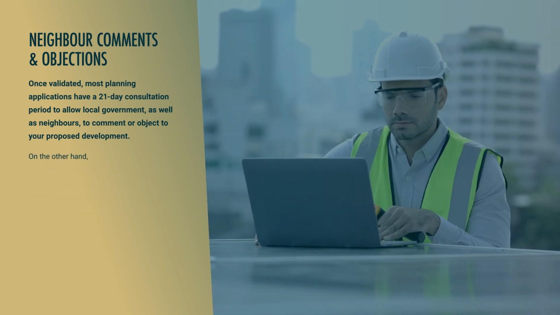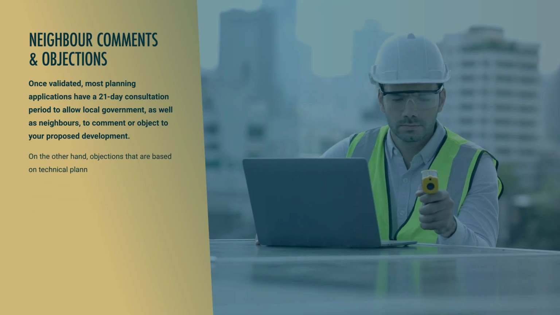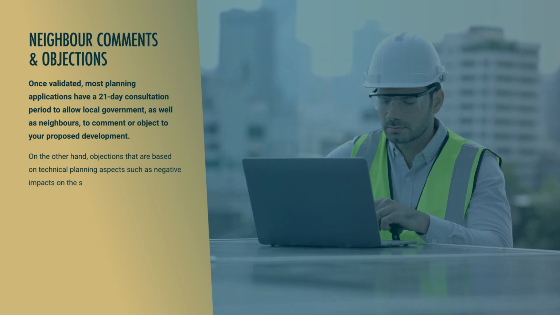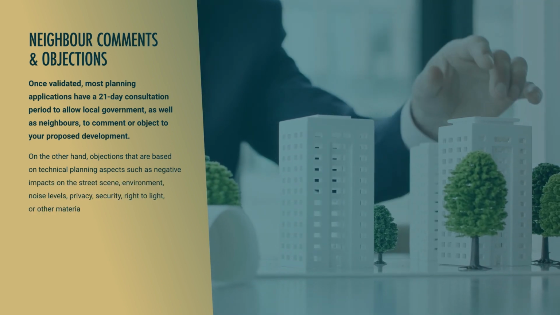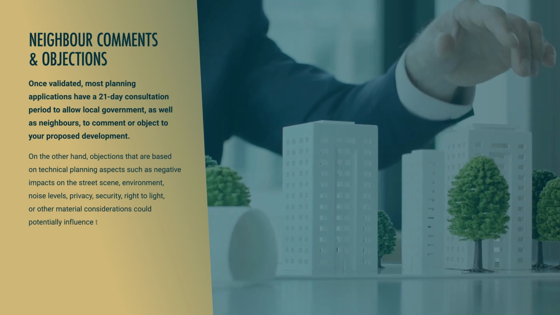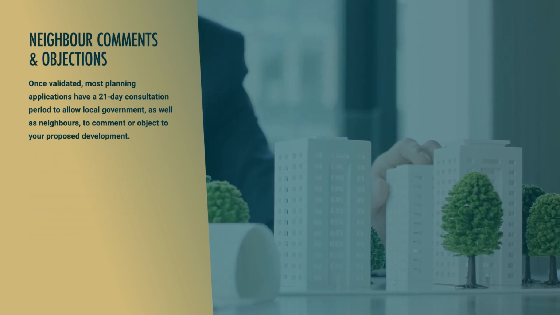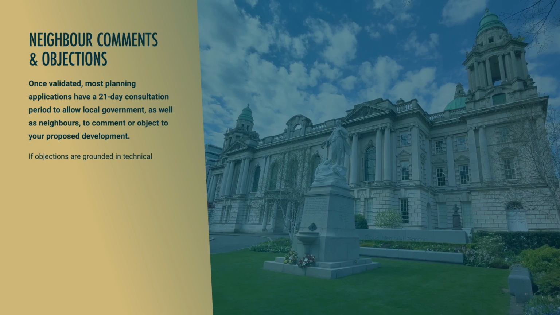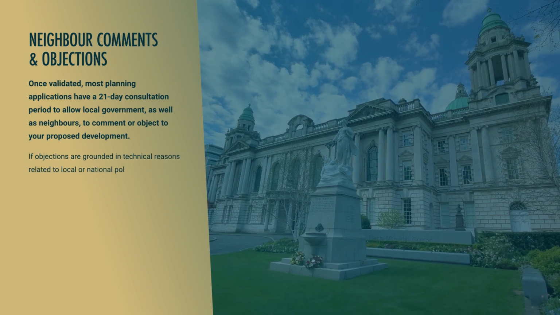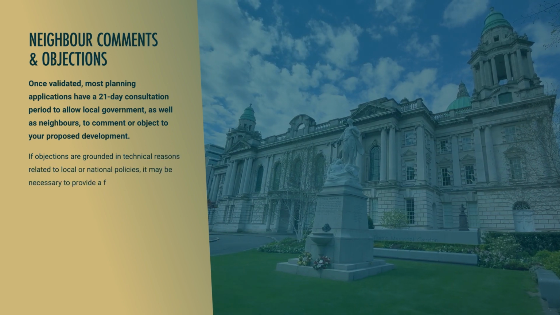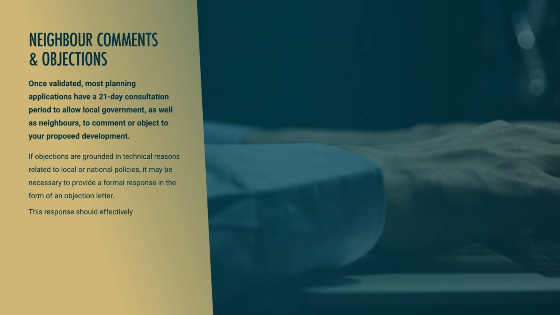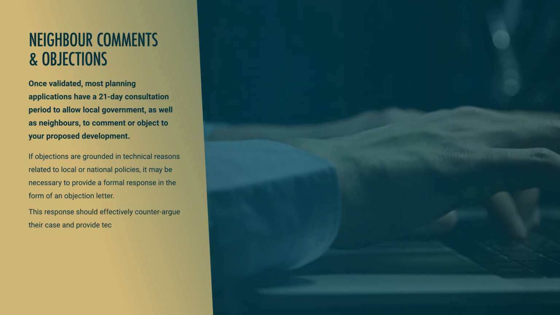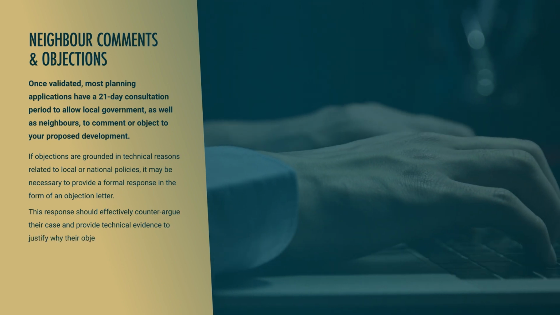On the other hand, objections that are based on technical planning aspects such as negative impacts on the street scene, environment, noise levels, privacy, security, right to light, or other material considerations could potentially influence the outcome of your application. If objections are grounded in technical reasons related to local or national policies, it may be necessary to provide a formal response in the form of an objection letter. This response should effectively counter-argue their case and provide technical evidence to justify why their objection should be disregarded.